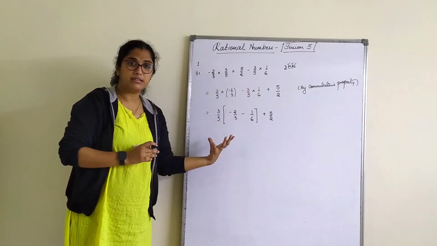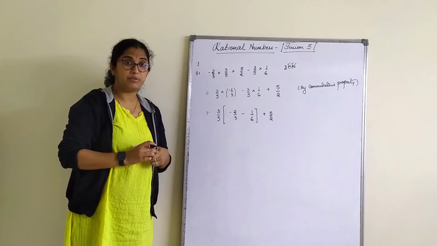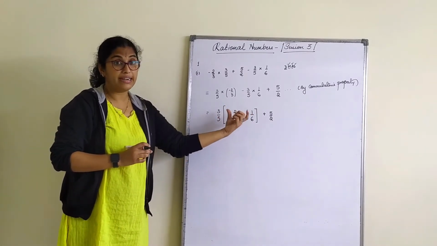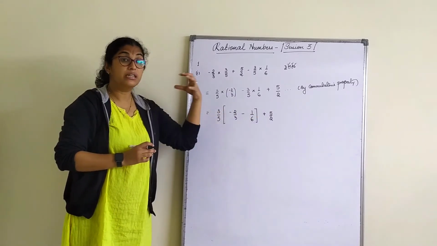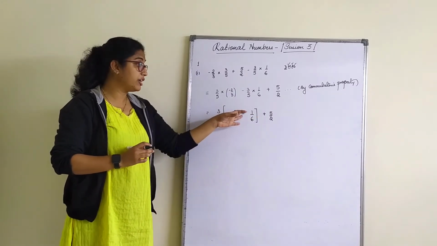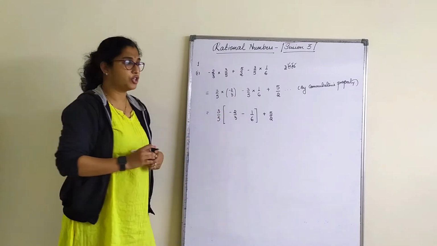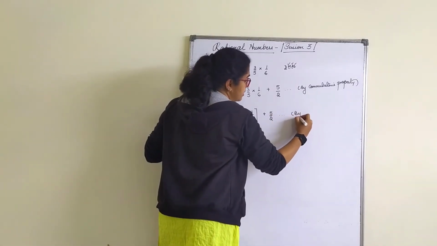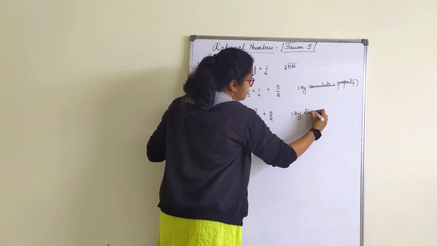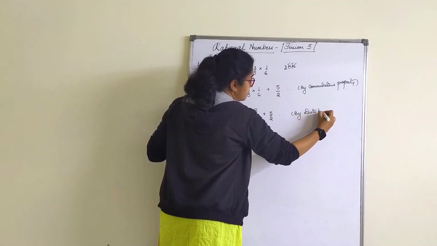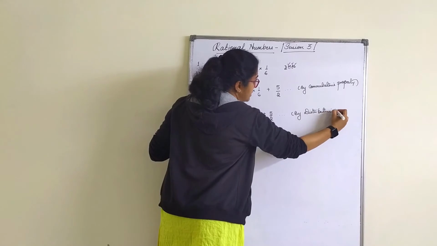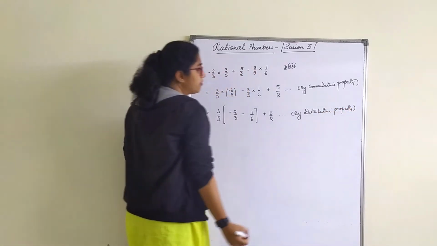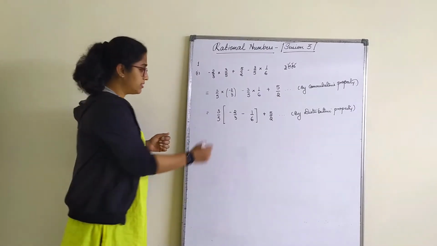What property am I using to do this? It is multiplication over addition, the distributive property of multiplication over addition or subtraction, whichever you see. I will just write here, by distributive property over. These are the only two properties which I am using here.